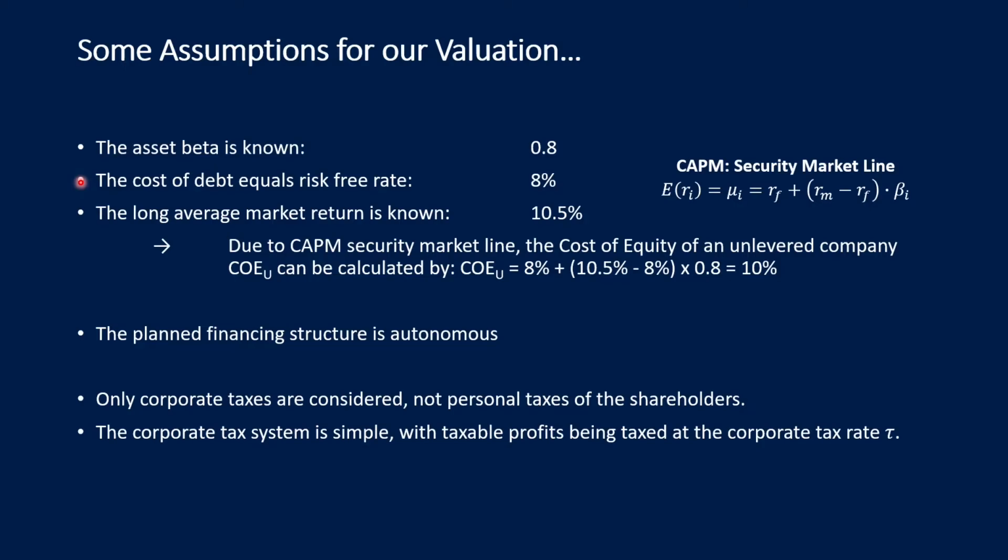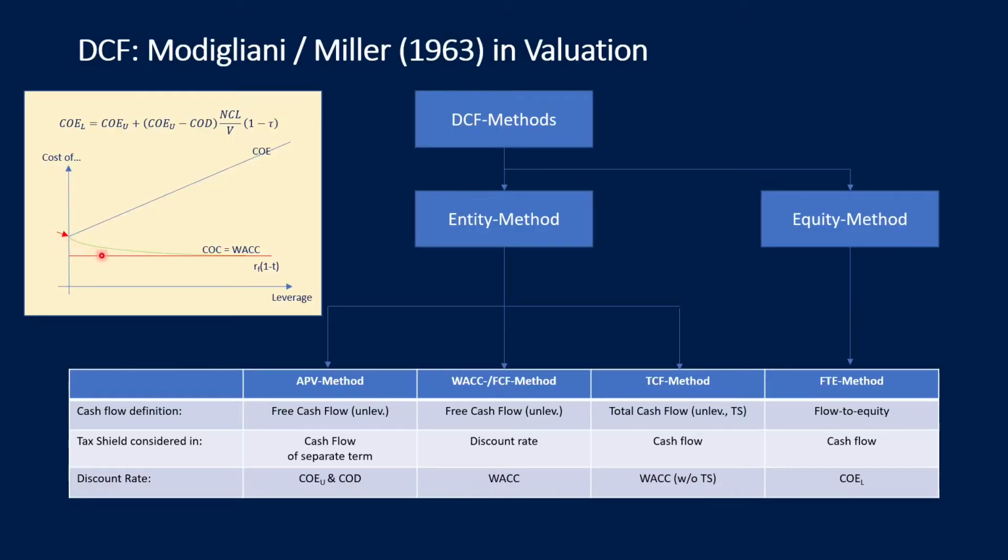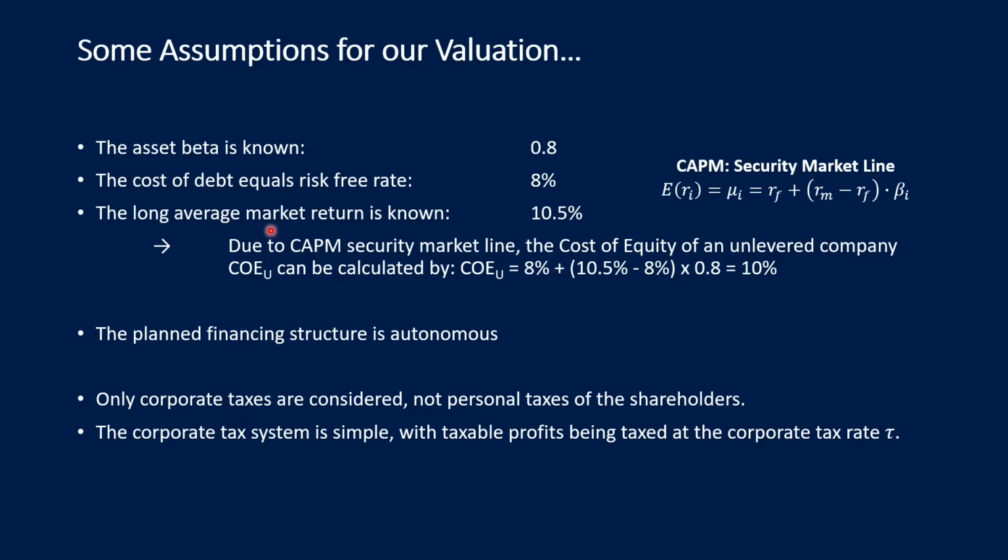The cost of debt equals the risk-free rate. That is important because we are still in a Modigliani-Miller world. If we don't make this assumption, we end up in the trade-off theory of Kraus-Litzenberger. That would lead to, I just go back that slide, that would lead to the WACC going up again. But since we can't reflect that and since we can't calculate the cost of debt then, it is not implemented in this method. It is assumed to be 8% here.